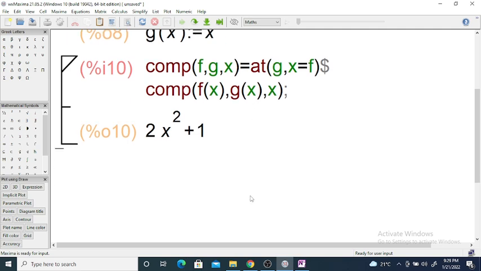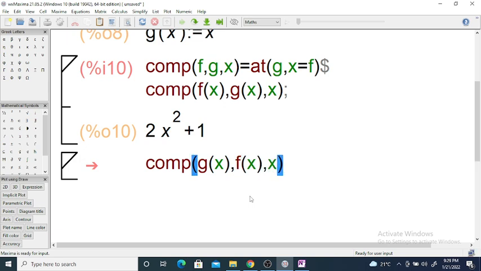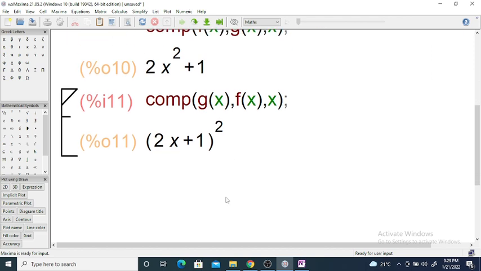Now to calculate g of f of x, just enter composite function of g of x, f of x and x. Now you can see here it is equal to f of x, twice x plus 1 bracket square.